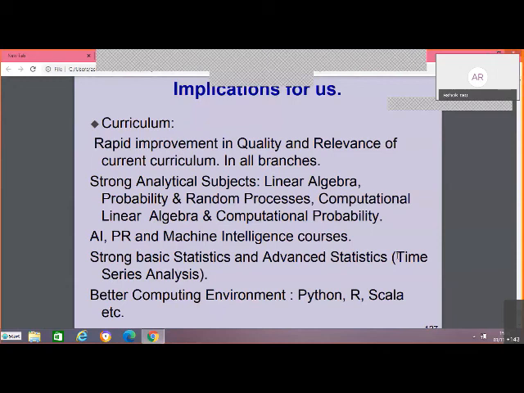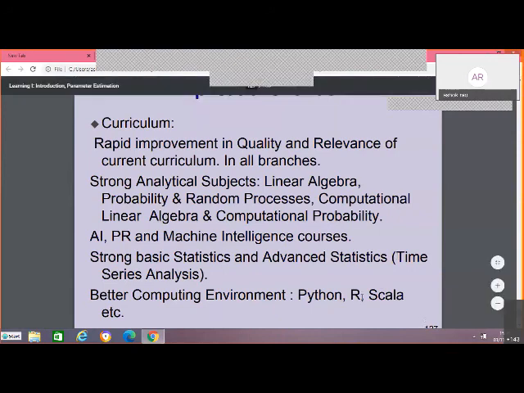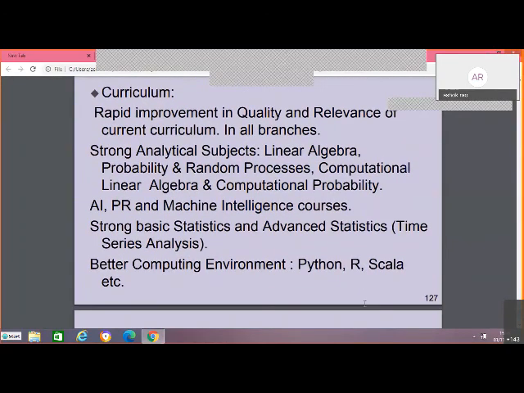Time series data analysis is the most important version of data in the world today, because every data on the mobile phone, internet is time series data. We don't teach that to students. And we need better computing environments. Python and R are very essential. Scala and so many other functional programming languages are going to dominate.